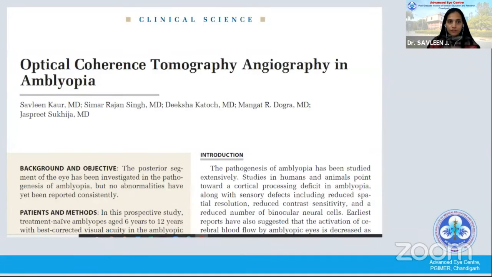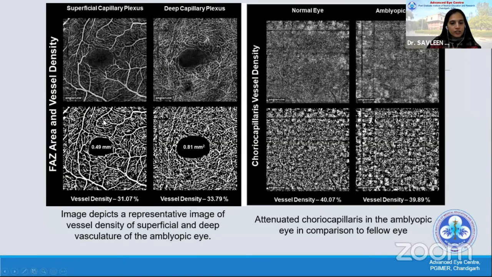We did publish one of ours where we tried to look at OCT angio in amblyopia in 6 to 12-year age group. We recruited all kinds of amblyopia and also adjusted them for their axial length growths. We saw that the superficial and deep vasculature of the amblyopic eye is altered as compared to a normal child who does not have amblyopia, but the vasculature of the fellow eye of an amblyope was also altered.